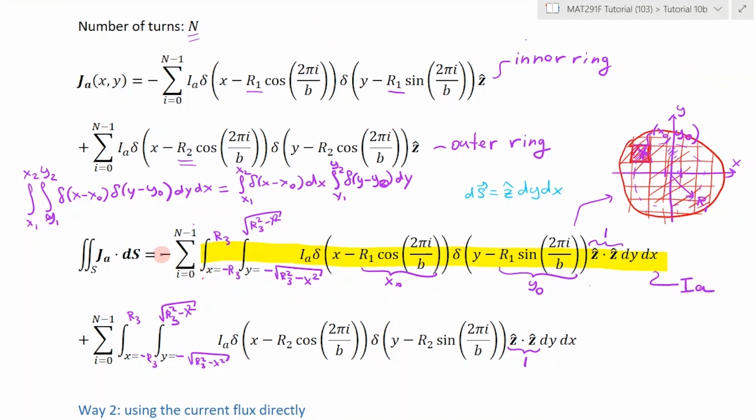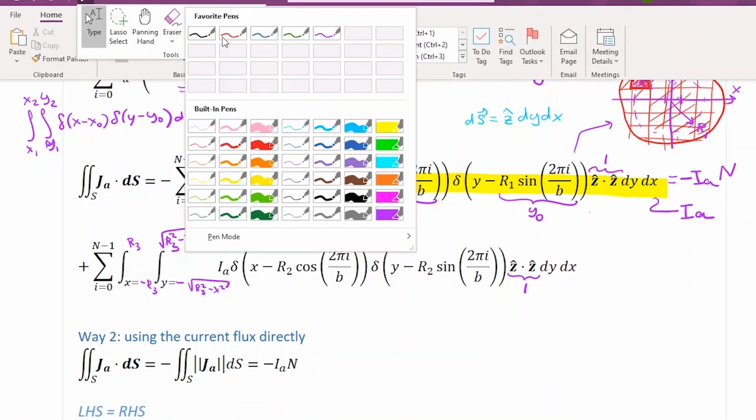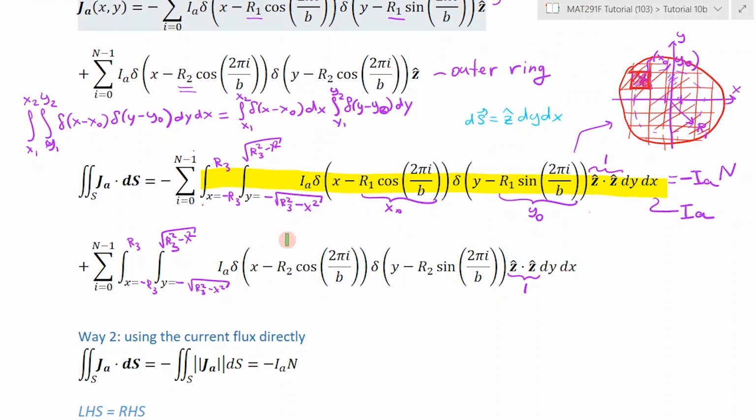And we have minus the summation from i going 0 to n minus 1 of IA. And this is negative IA times n. Now let's move on to this part. What we're really interested in now is the integration that I'm going to highlight in green.